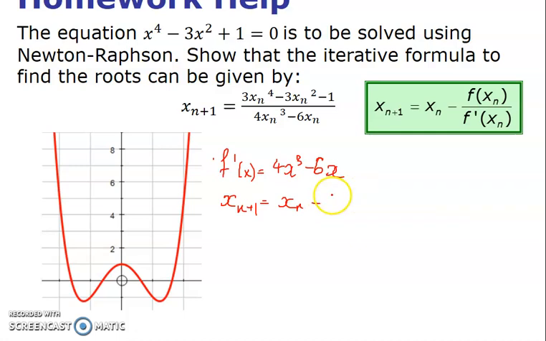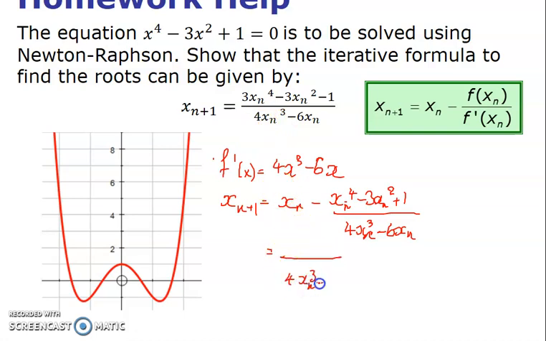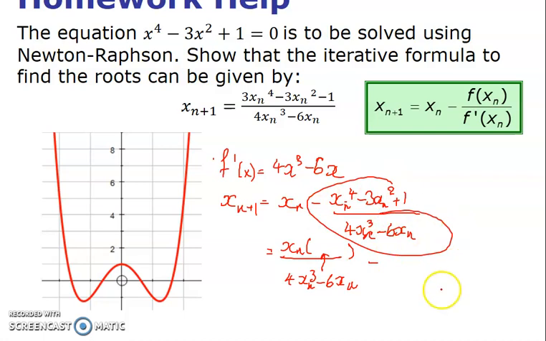So what was the function? The function was xn to the 4 minus 3xn squared plus 1, and then I divide by this, 4 lots of xn cubed minus 6xn. Now, all we've got to do here is, at the moment it's two separate parts, we've got to join them together. So I do that by putting this part over that bottom, and effectively I've got to times it by that as well. Minus this part is already over that bottom, and then I join them together. I shall leave you to do that.